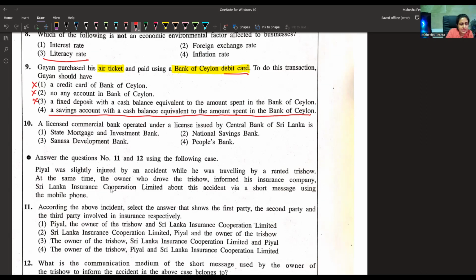Licensed commercial bank. License means, son, normally the commercial banks should obtain the license from the central bank, the boss of the banks, no. Licensed commercial banks operate under a license issued by the Central Bank of Sri Lanka. So simply they ask what is the commercial bank here. So that means, what, son, you're given 3 non-commercial banks.